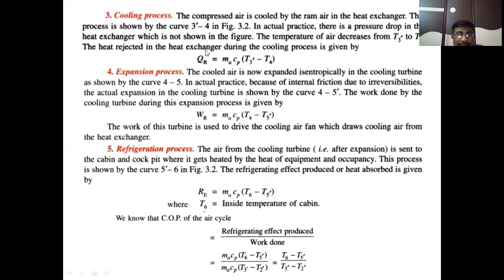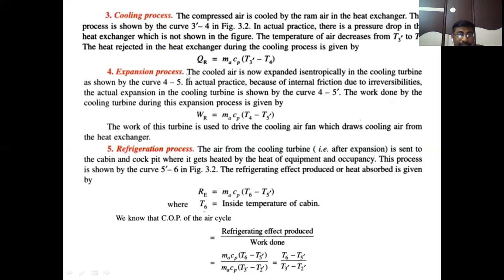The heat rejected in the heat exchanger during the cooling process is given by Q_R equal to m_a, the mass of air passing through the heat exchanger, times the specific heat, times the decrease in temperature during the process of heat exchange. T3 dash is the temperature of air before the heat exchanger, and T4 is the temperature of air after the heat exchanger. This is the amount of heat rejected in the heat exchanger.